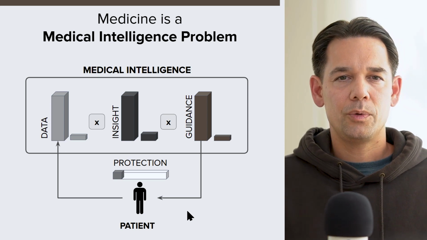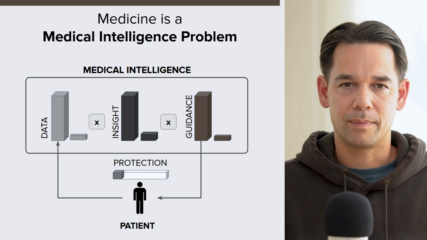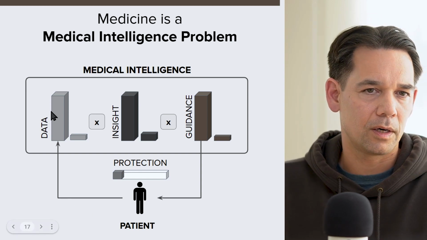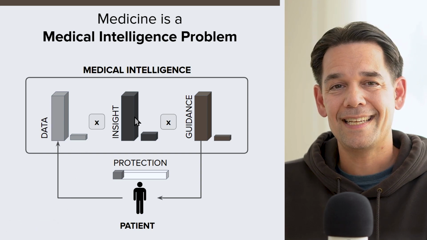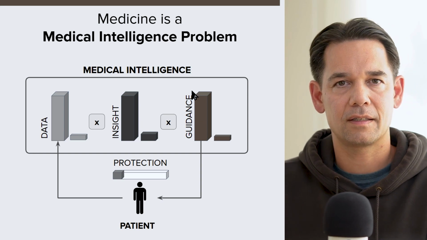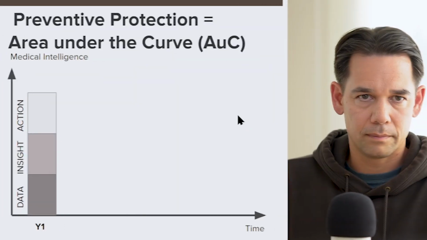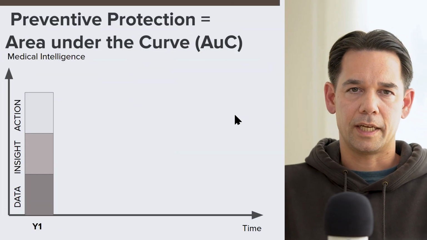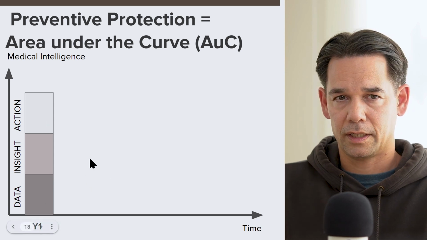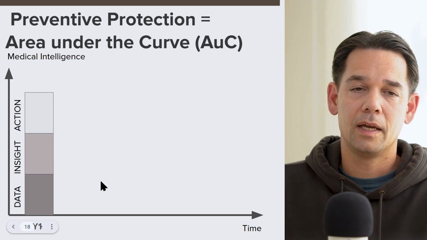So in a new system of medicine, in a better system of medicine, we would systematically optimize medicine around these three central drivers of medical protection. What is the amount of data we generate? What is the amount of insight per data point we generate? And what is the amount of patient guidance where we translate that into force on the ground for the patient, protection from insight and data? Now, when it comes to preventative protection, these three things add up like this: data, insight, and action. And they provide a certain level of protection, right? As we just saw. But they do so on a timeline to wrap up the whole model. They do so on a timeline.